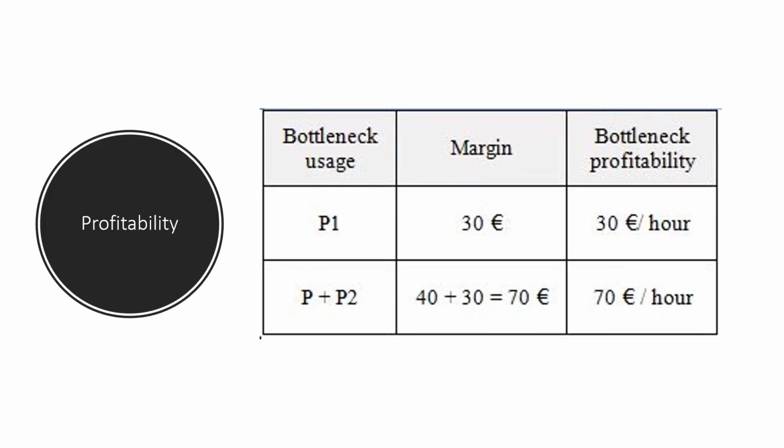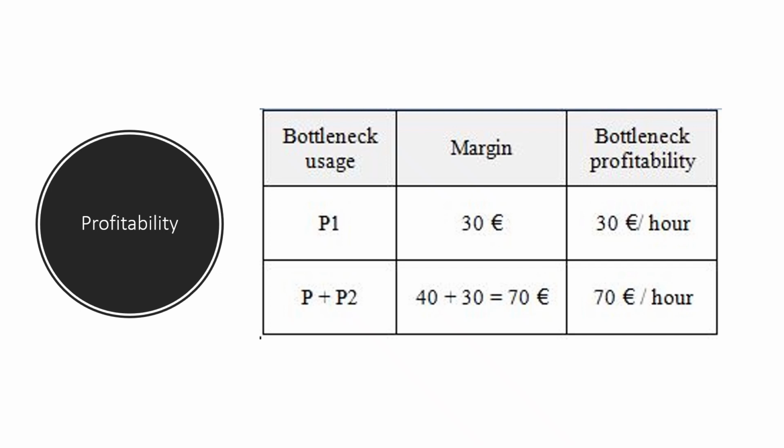The bottleneck, machine A, dictates how much we can produce, and therefore, the profit. We must focus on optimizing the bottleneck time, to maximize profit. To produce a spare P1, we need 60 minutes of bottleneck time, and we obtain a profit of €30.